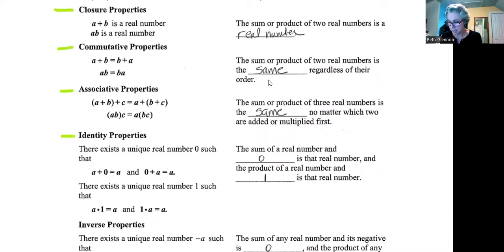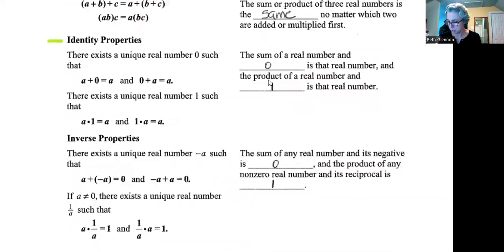And then we, of course, have the identity properties. These are fun. Any number plus 0 is itself. Any number times 1 is itself. So we have the identity property of 0 and the identity property of 1. So they're used with different operations.